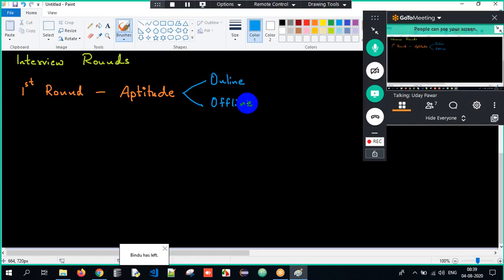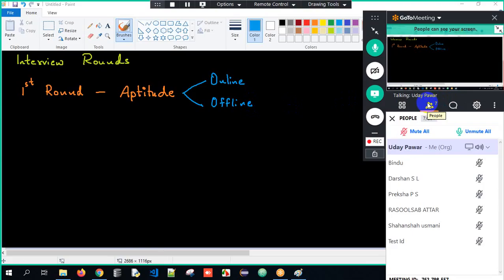For example, in real time, once the client comes to you and gives you a project scenario, you should be able to think and give a particular solution for it. So your logical thinking capacity should be very good. That's the reason you have an aptitude round, where you think logically and try to derive the solution.